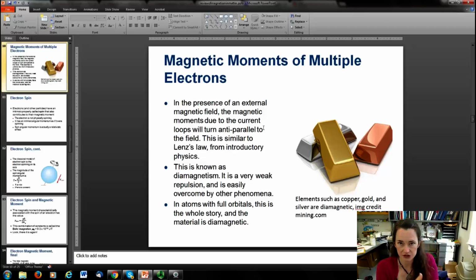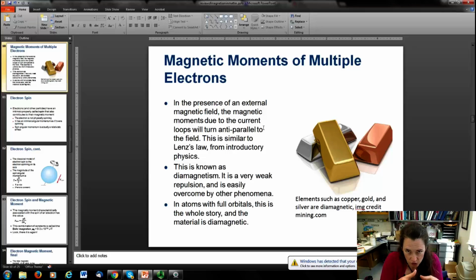So if you suddenly introduce an external magnetic field, your little current loop will generate a current to oppose that new magnetic field. It wants to oppose the change. This is similar to the idea that in the presence of an external magnetic field, these little magnetic moments are going to rotate to turn anti-parallel to the field to oppose the change. This is known as diamagnetism, and it's a very weak repulsion, and it's easily overcome by other phenomena.